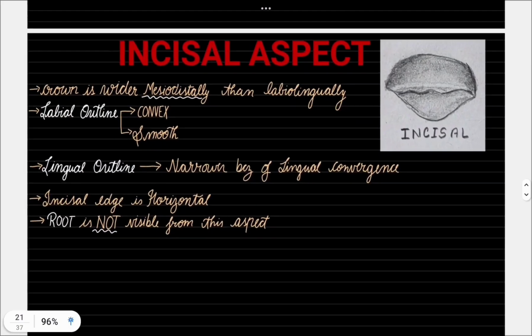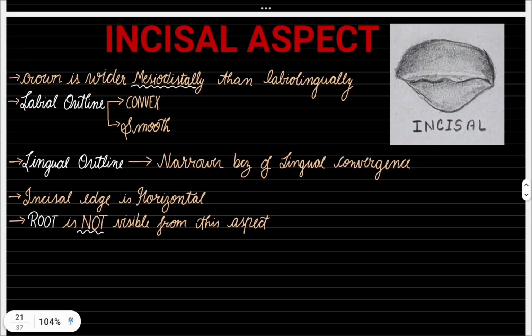Now moving on towards the last aspect of the tooth, that is the incisal aspect. So from the incisal aspect, what you can clearly see is that the mesiodistal diameter is greater than the labiolingual diameter. So the tooth is wider. As you can see, the tooth is wider than it is long.